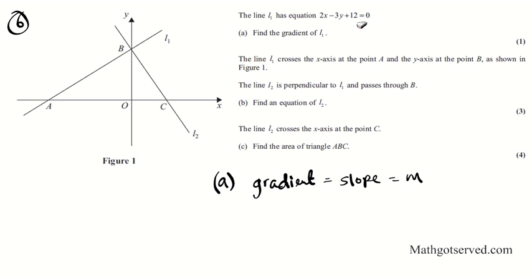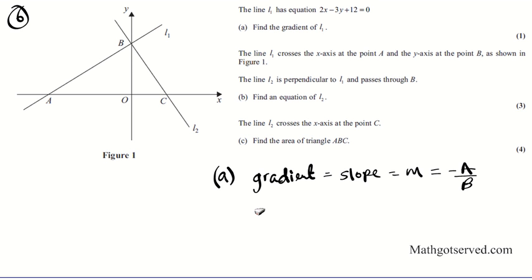If the equation is in standard form, the slope can be found by evaluating the expression negative a over b. That helps you find the slope. So in this equation, what is negative a over b? We know that 2x minus 3y plus 12 equals 0, so this is a, this is b, and this is c.